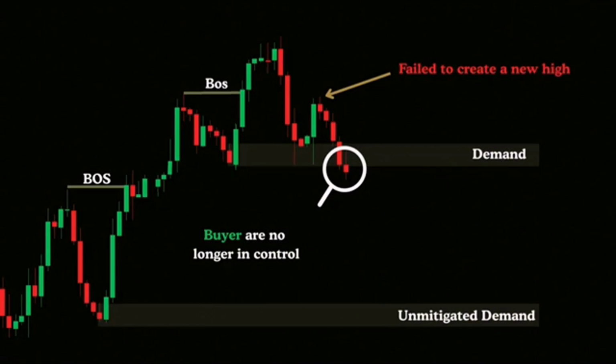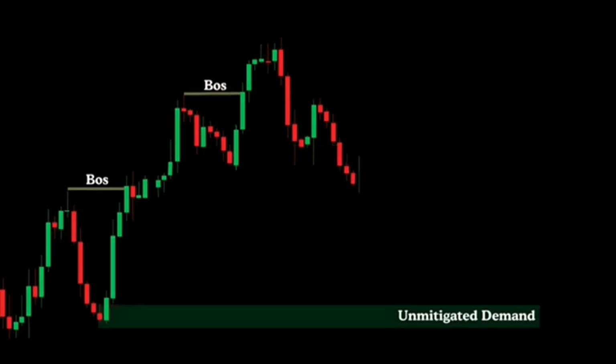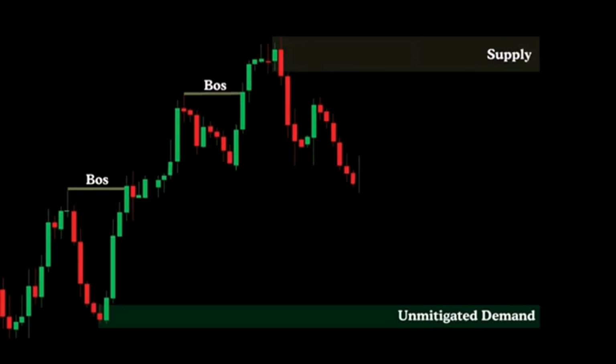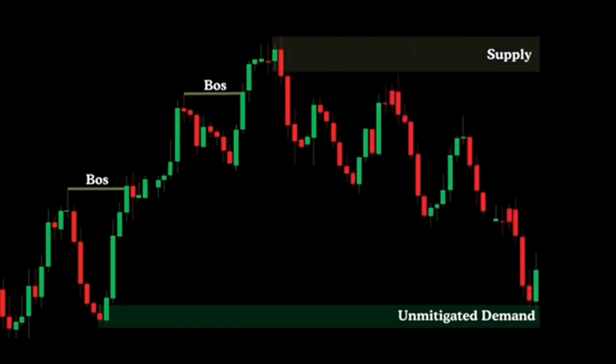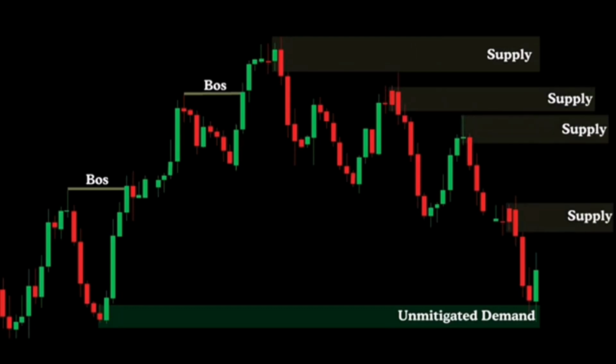If we mark this point as the origin of the impulsive move that disrupted the bullish market structure, it becomes a valid supply zone and the beginning of a new bearish leg. This marks the origin of our newly established supply zone. As the market continues to break structure to the downside, it confirms that supply is currently in control. During this phase, the price forms multiple supply zones, each presenting potential selling opportunities in alignment with the bearish sentiment.